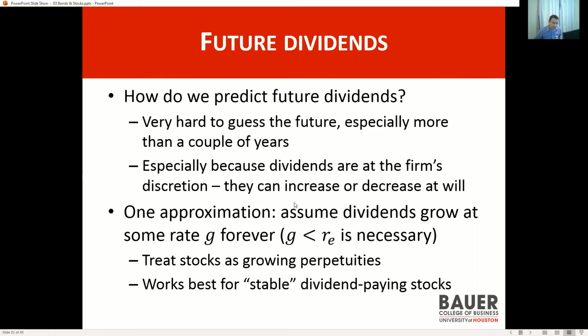One approximation that turns out to be pretty powerful is to assume that dividends are going to grow at some constant rate G. This is just going to help us fix ideas and think about the drivers of stock valuation. If the dividends are growing at a constant rate G, then that means that the dividends are a growing perpetuity, and that means we can use our very elegant growing perpetuity formula to get a handle on their valuation. Obviously, this works best for relatively stable companies. Again, if it's a tech startup that hasn't paid any dividends, then this kind of approximation is going to be particularly crude. For stable companies, it's going to work better.